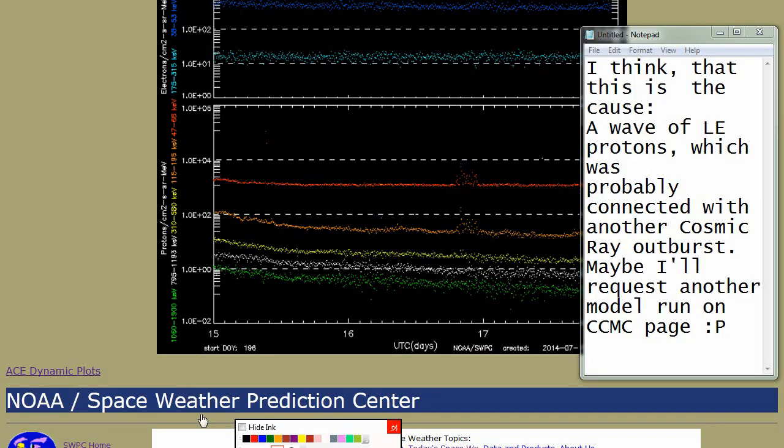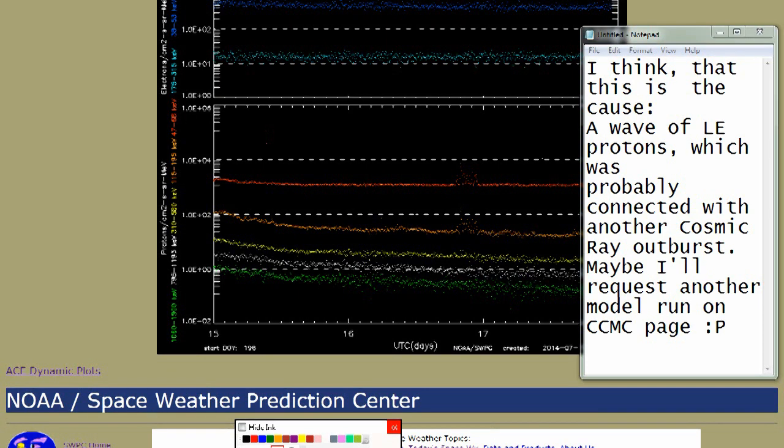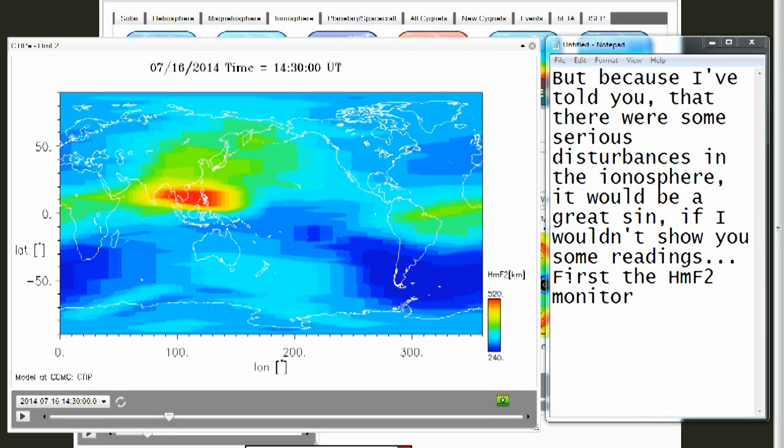I think that this is the cause. A wave of low energy protons, which was probably connected with another cosmic ray outburst. Maybe I'll request another model run on the CCMC page. But because I told you that there were some serious disturbances in the ionosphere, it would be a great sin if I wouldn't show you some readings.